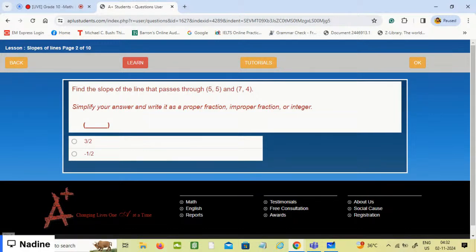The correct option is negative 1 by 2. Okay, you can complete the lesson by yourself later today. Let me just move on to next lesson.